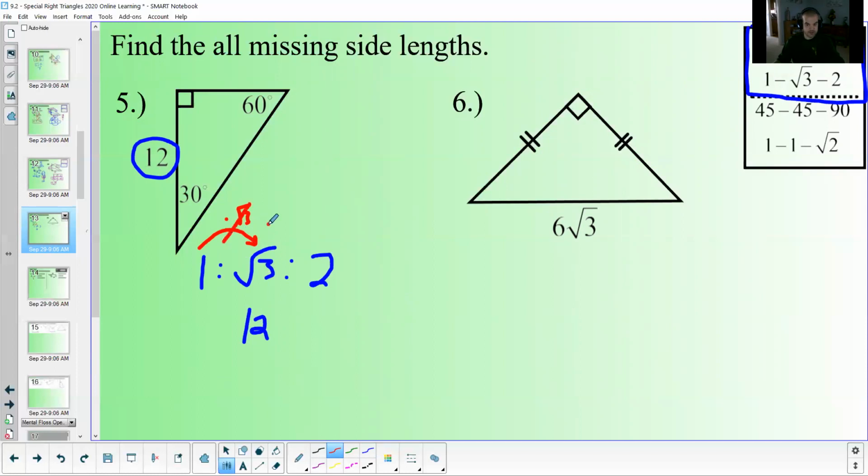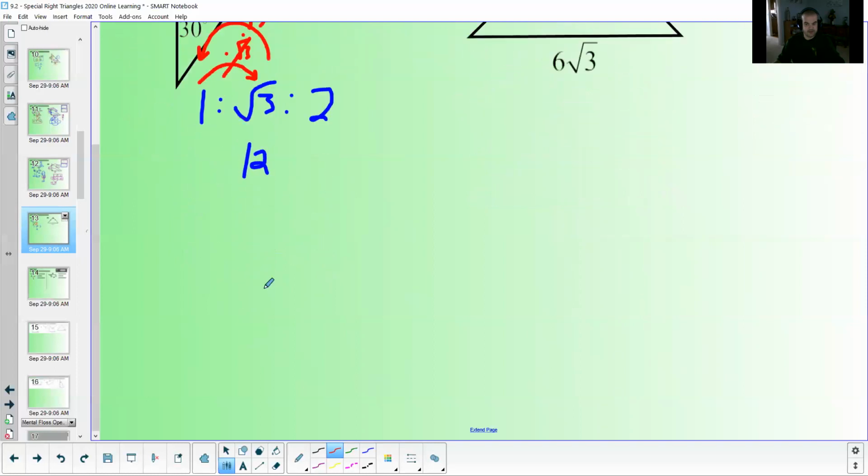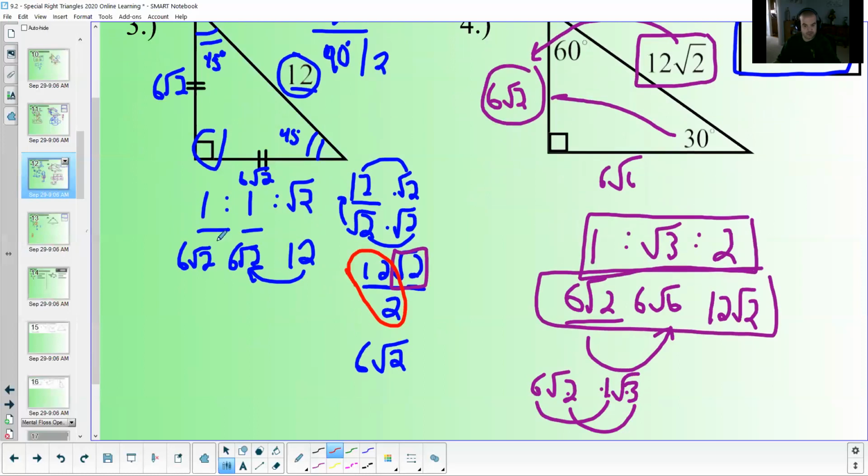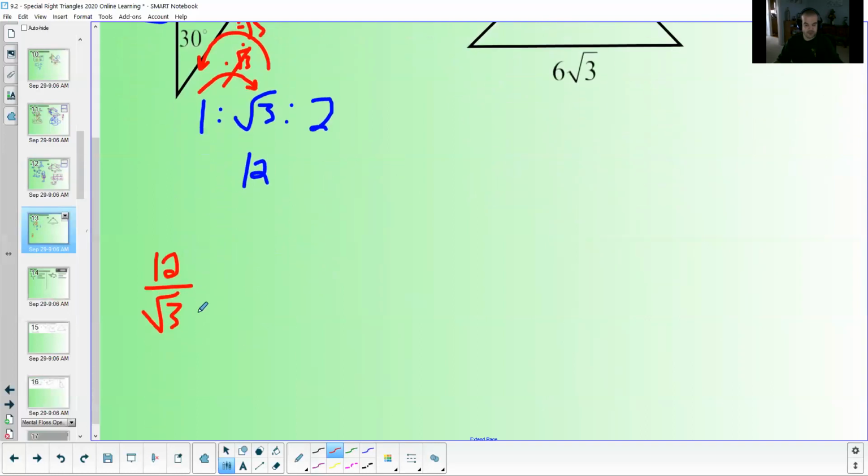So to go from the second longest leg to the shortest leg, you actually have to divide by root 3. So we're going to take this number 12 and we're going to divide by root 3. And now we run into the same problem that we ran into on number 3 and on number 4. You are not allowed to have a square root in the denominator of a fraction. So we've got to fix that. And the way we fix that is the same way we fixed it earlier. You take 12 over the square root of 3, and you multiply the top and bottom, so the numerator and the denominator, by the square root of 3.